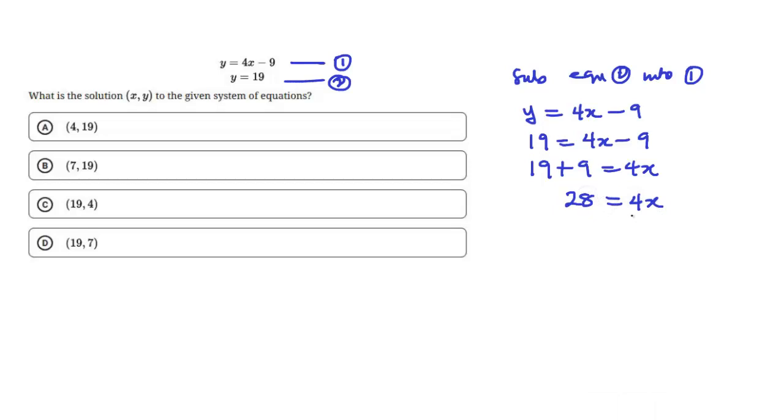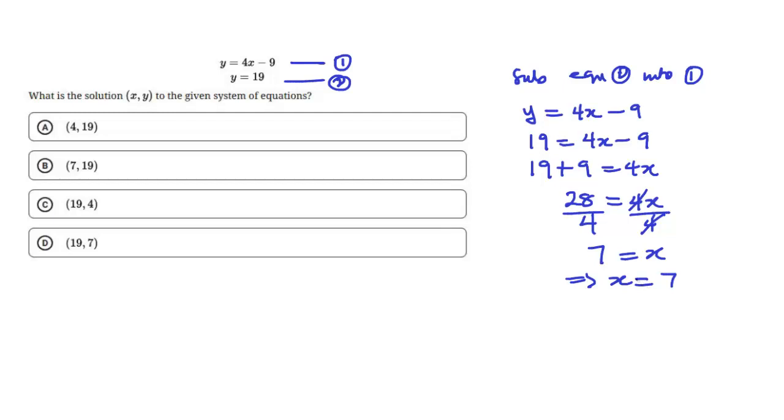Divide both sides by the coefficient of x, which is 4. Divided by 4, this cancels this. 28 divided by 4 would give us 7. 7 is equal to x. So this implies that x is equal to 7. Right? So this is the first solution. That's the solution of x.